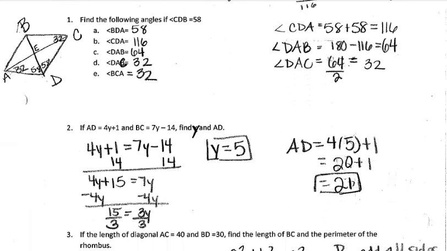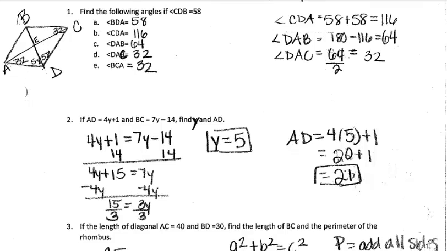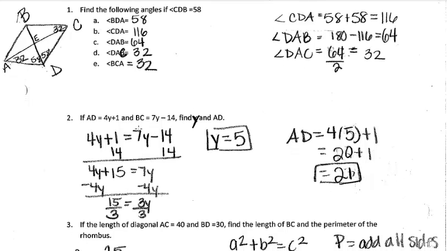Let's take a look at number 2. AD and BC in a rhombus. If you look back up at our figure, AD and BC are opposite sides. And they're sides, so there's nothing to do with 90 degrees or 180 degrees, but they are two sides that are equal to each other. So when I solved it, I got y is 5, and then when I plugged it into AD, because that's what I'd like you to find, 4 times 5 plus 1 is 20 plus 1, or 21.